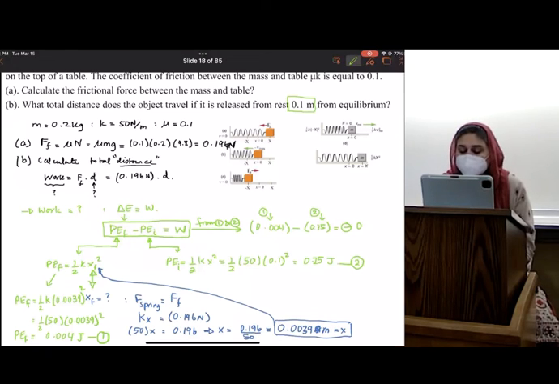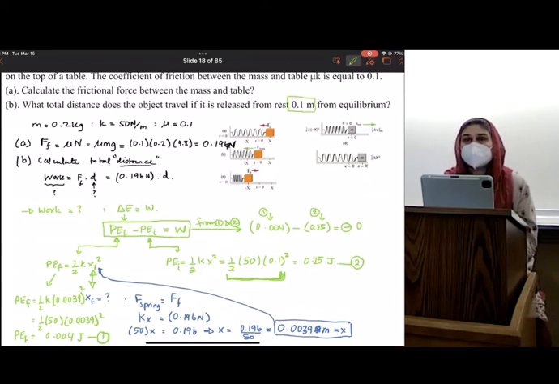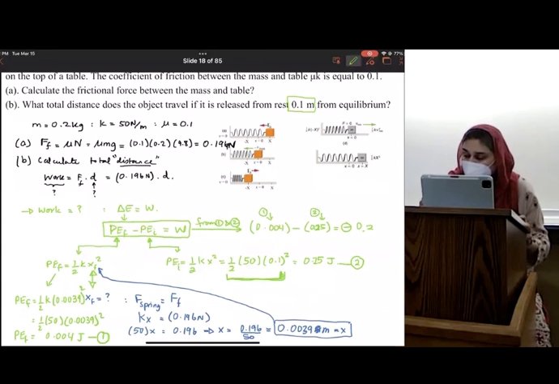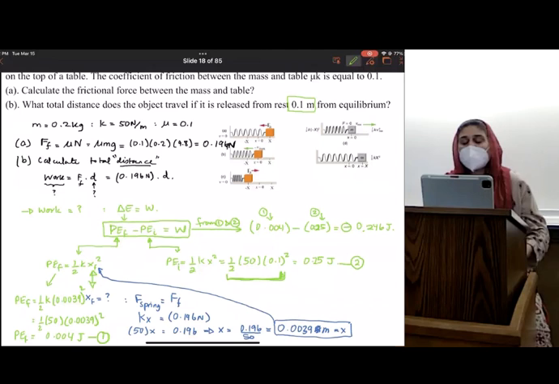Can someone confirm for me this thing I'm putting underneath? 1/2 times 50 times 0.1 squared. It's 2.5. Yeah. So this would be 0.2. Louder, please. Joule.